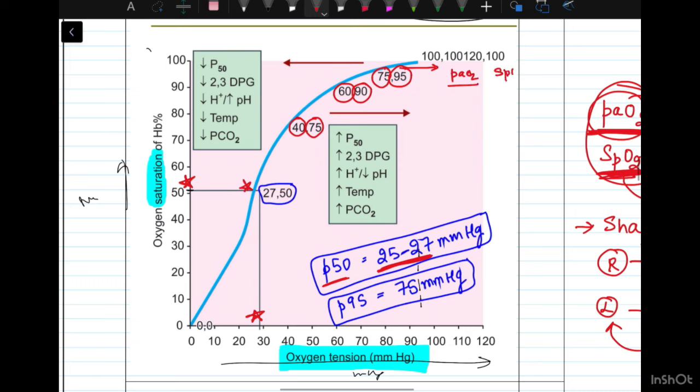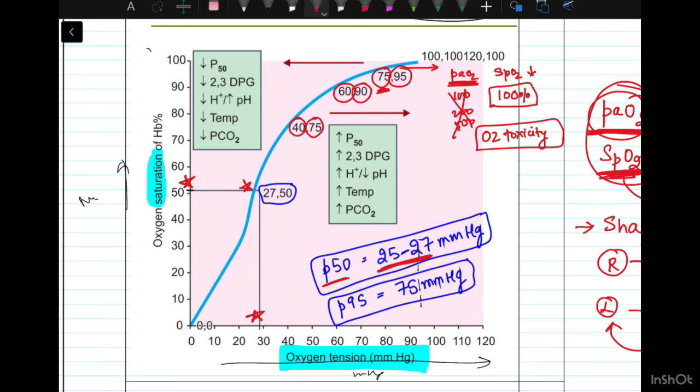That means it doesn't matter how much PaO2 increases after this, the change in SpO2 is very small, or obviously it cannot increase more than 100%. Doesn't matter if the PaO2 value is 100, 200, 500, because SpO2 is not going to change. So after a certain value, suppose 75 here, the change is very minimal, and you can't predict the exact PaO2 right now. You can't predict oxygen toxicity by this.